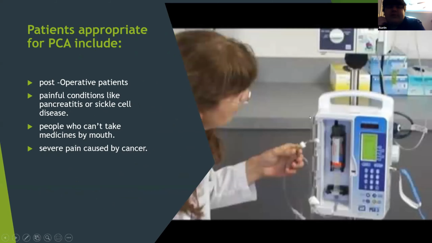Patients appropriate for PCA are post-operative patients that are having severe acute pain, patients with painful conditions such as pancreatitis or sickle cell disease, patients who can't take medicines by mouth, or patients with cancer pain.